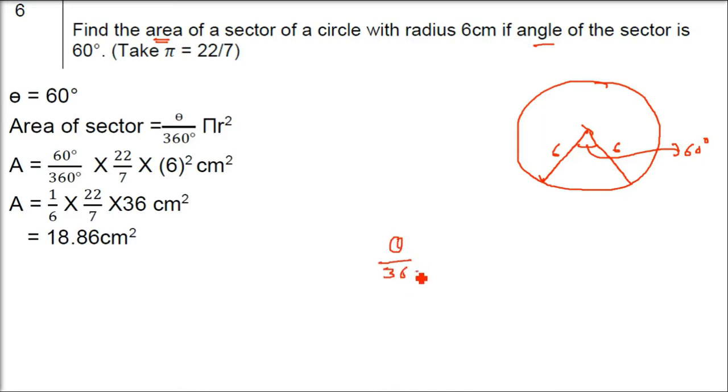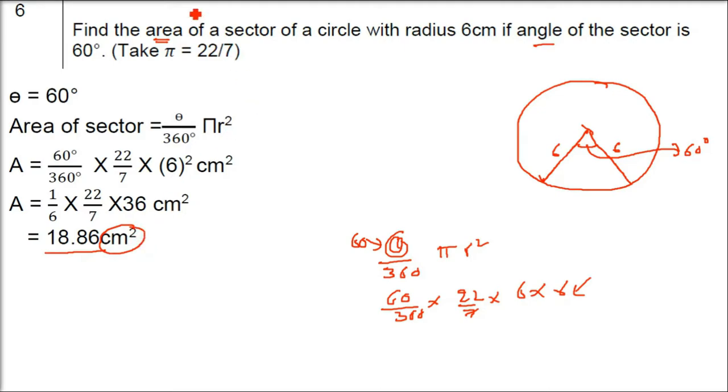The formula is theta by 360 into pi r squared. So theta is 60, the denominator is 360, pi is 22 by 7, and r is 6 into 6. So you have 18.86 centimeter squared.